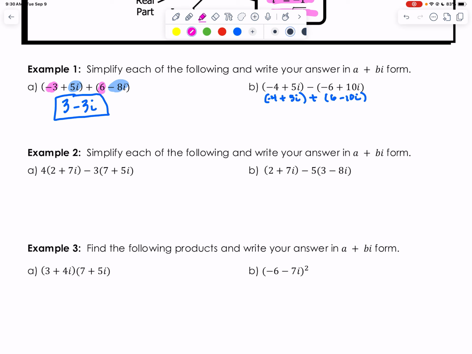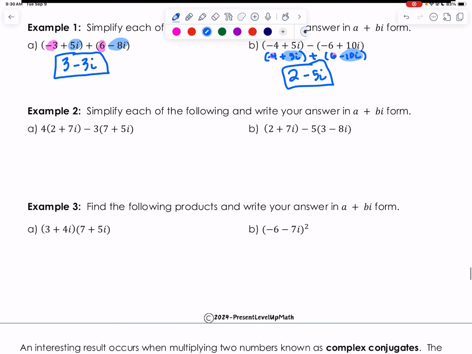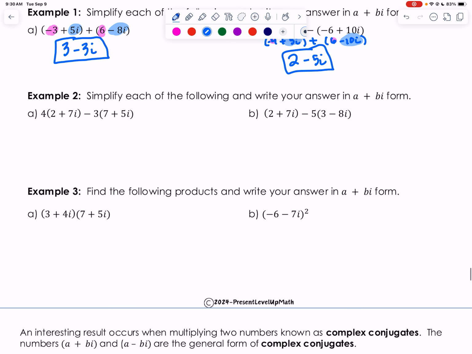And just like our previous problem, we add the real number part. So -4 plus 6 would give us 2. And then we add the imaginary part. So 5i minus 10i would be -5i. All right. Example 2, simplify each of the following and write your answer in a plus bi form.